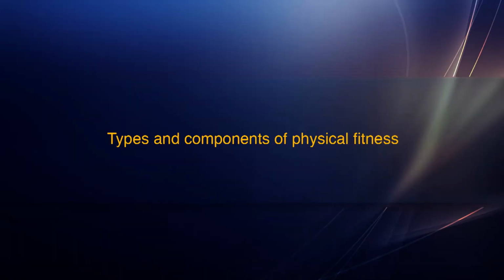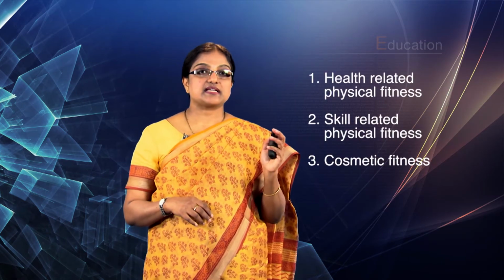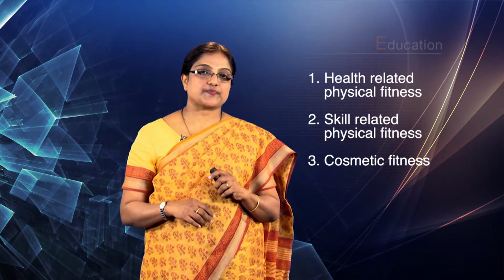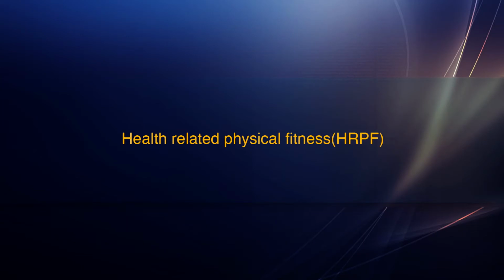We shall now see the different types and components of physical fitness. Physical fitness can be classified into three. They are health-related physical fitness, skill-related physical fitness and cosmetic fitness. Health-related physical fitness. It is a power or capacity to live a full and efficient life that one is capable of being. It includes cardiovascular fitness, strength, endurance, and flexibility.